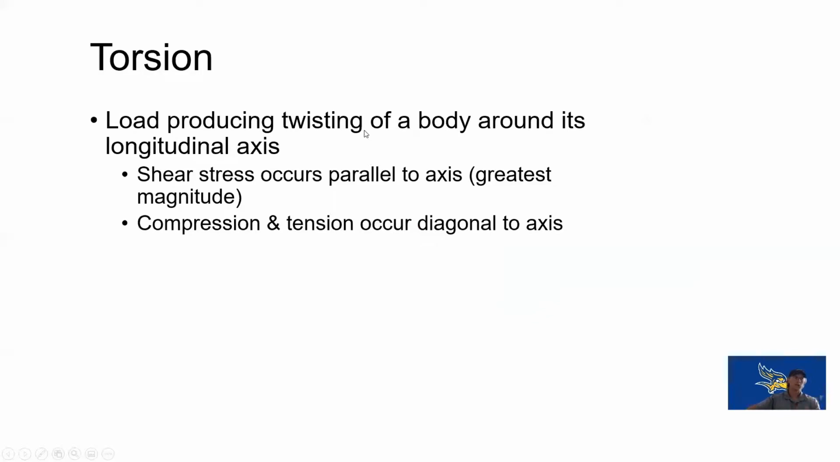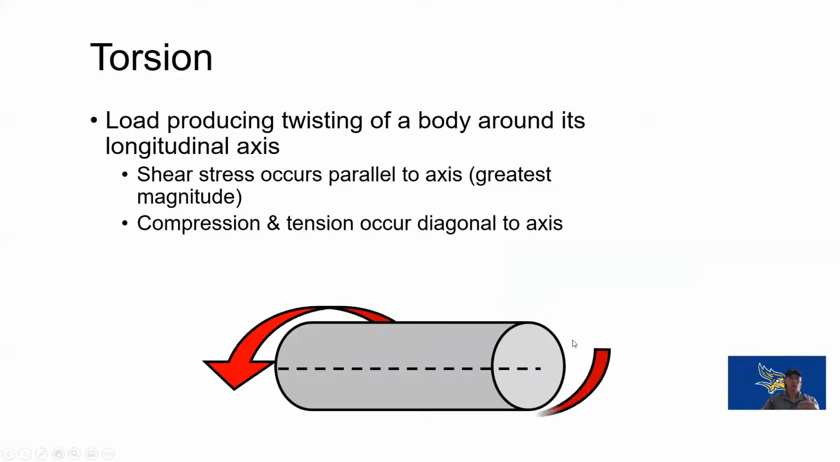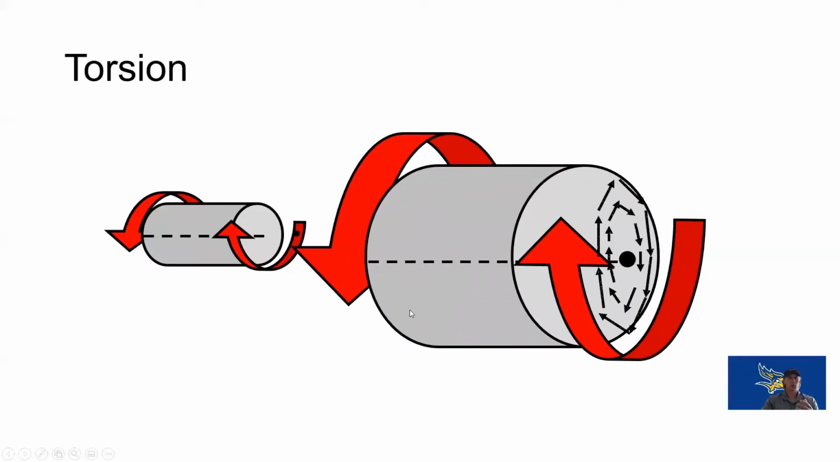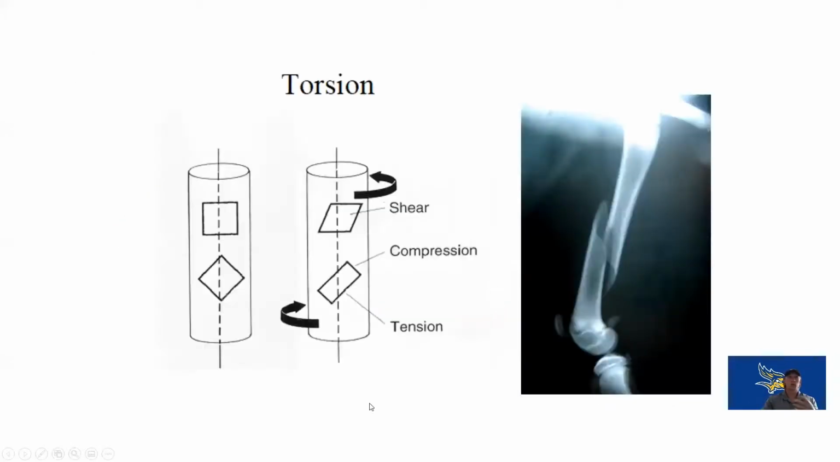Okay, torsion is a twisting force. So we're twisting in opposite directions. Okay, think about like wringing out a towel. This creates a shear force through the center. But if we have a larger polar moment of inertia, or a larger radius, more of that mass is outside, we're more resistant to that spinning force or that torsion force. So that's why having larger bones is beneficial, because now we're able to resist that.